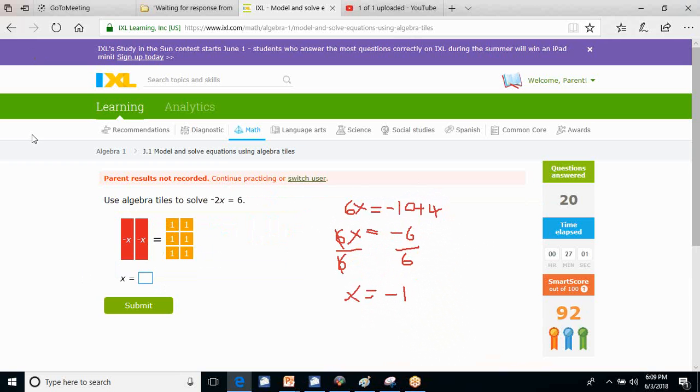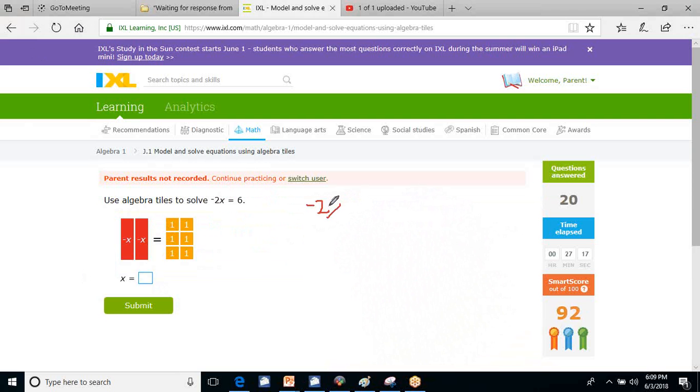All right, let's do this one now. Minus 2x is equal to 6. So all you do, let's write it over. So minus 2x is equal to 6. All right. So if you divide both sides by 2, divide both sides by 2.